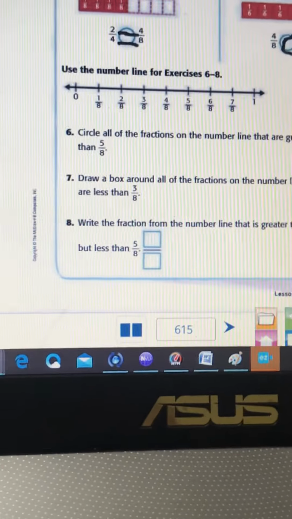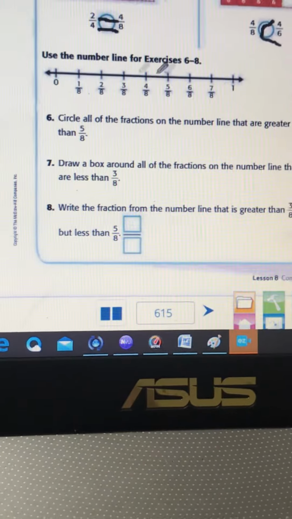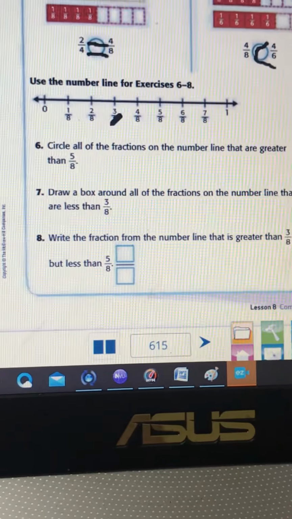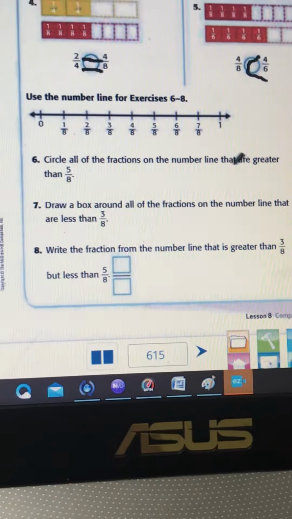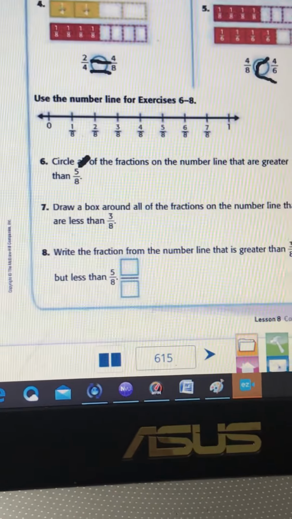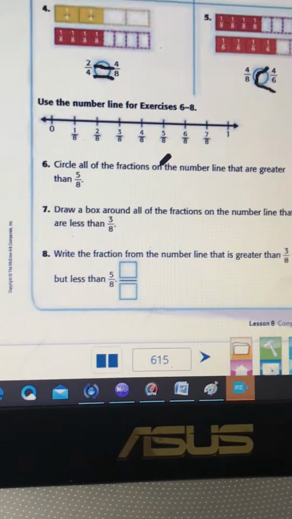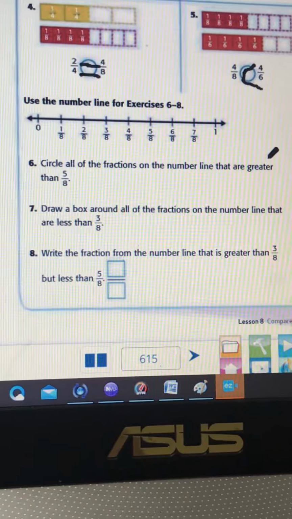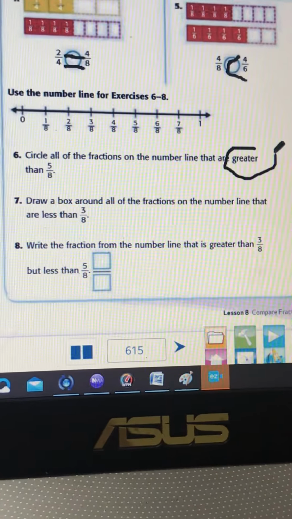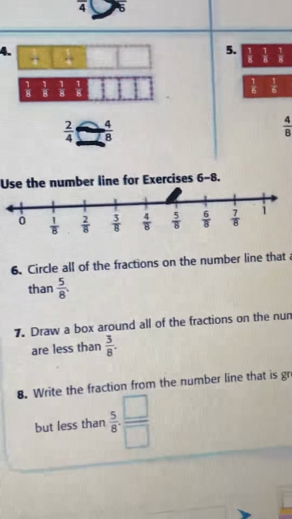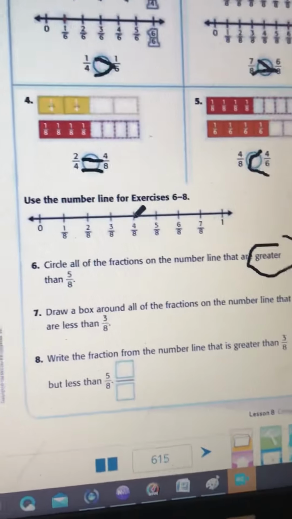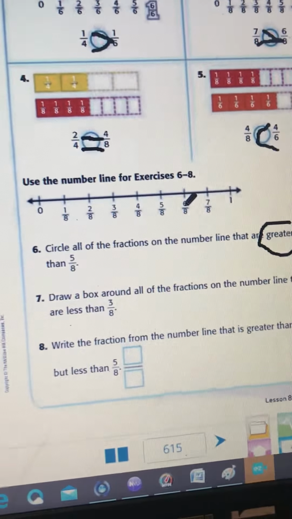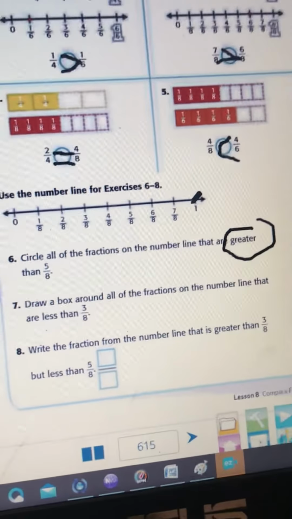Let's have 6 to 8. In 6 to 8, we will use this number line to answer the questions. Number 6. Circle all of the fractions on the number line that are greater than 5/8. Again, we will circle all the fractions that are bigger or greater than 5/8. So, this is 5/8. Is 4/8 greater than 5/8? No. So, we'll try on this side, nearest to 1 because we're saying greater.